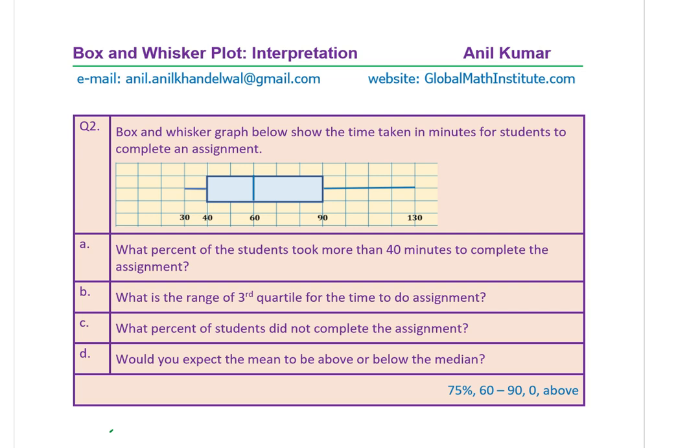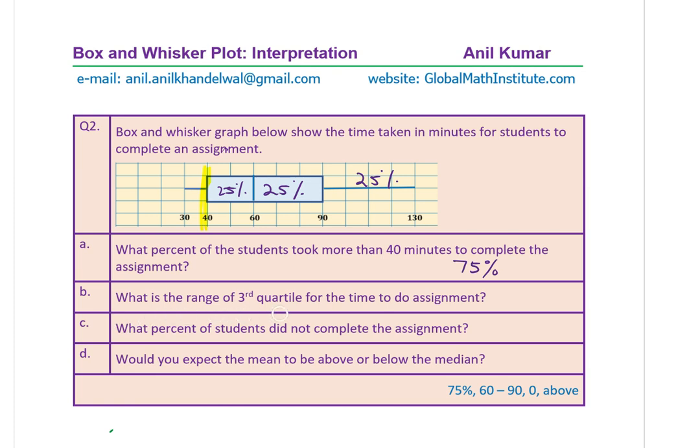You can pause this and then look into my suggestions. The first one here is, what percent of the students took more than 40 minutes? So 40 minutes is right there. That is the first quartile. More than 40 minutes means 75%, correct? So 75% is on the right side of this. So 25%, 25%, and 25% makes it 75%.